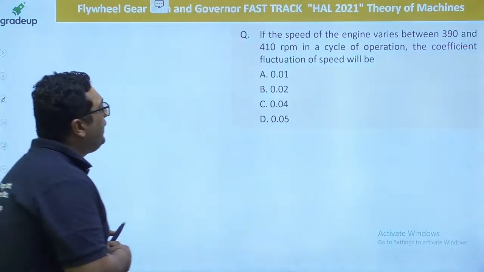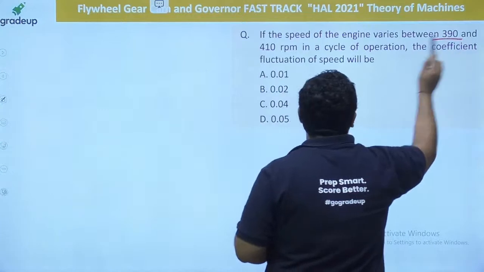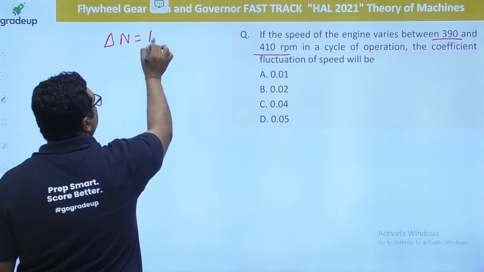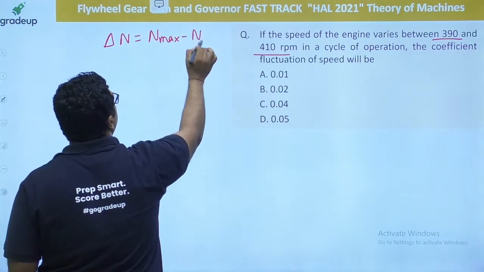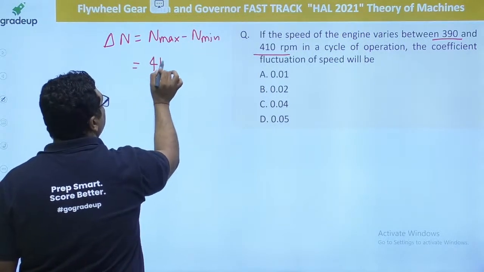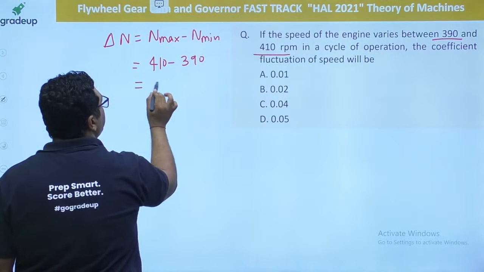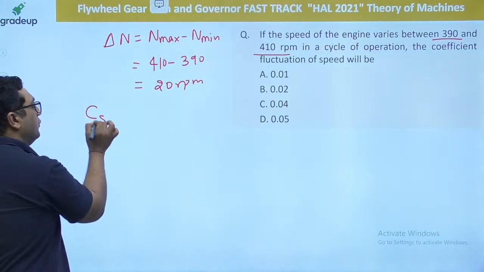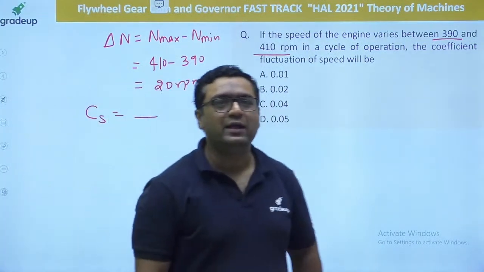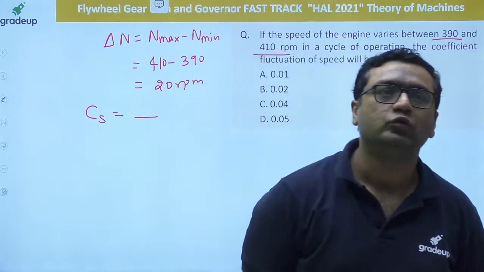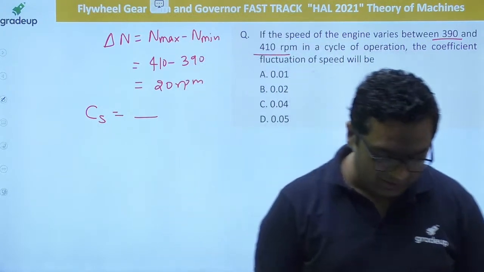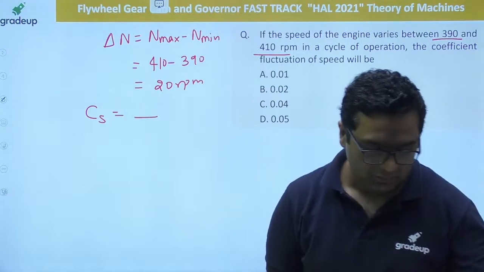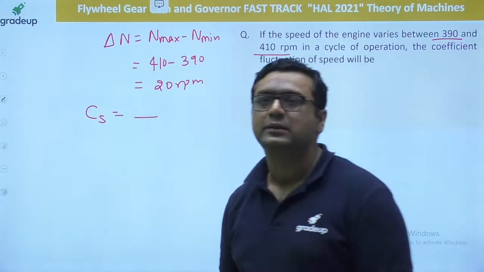If the speed of the engine varies between 390 to 410 revolutions per minute, you are already given delta n as n max minus n min. So it is given as 410 minus 390, so it is going to be 20 rpm. You need to find the CS value. Fine guys, don't worry. Find the value of CS. What will you get as CS?